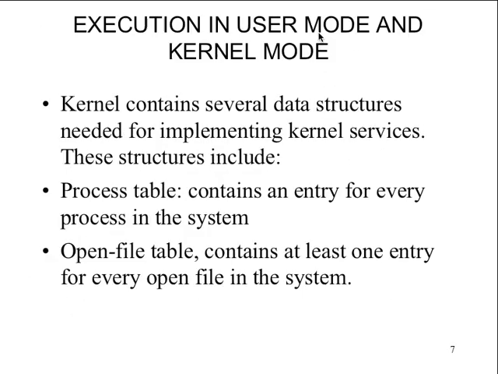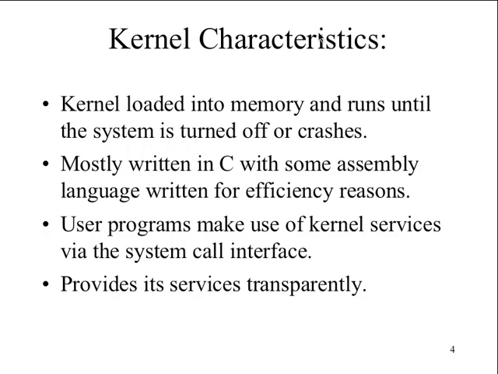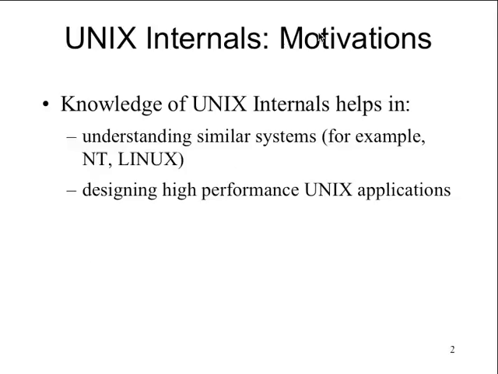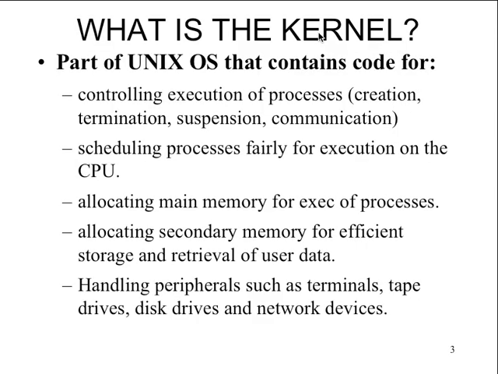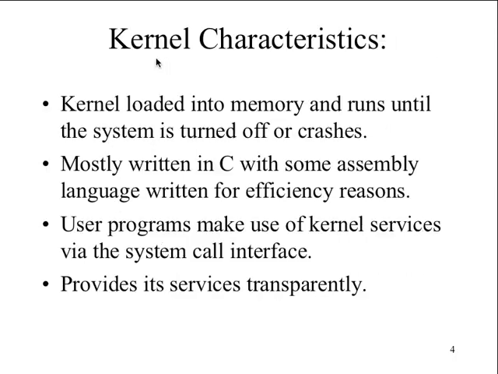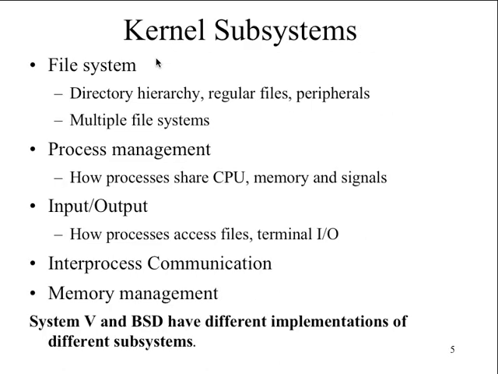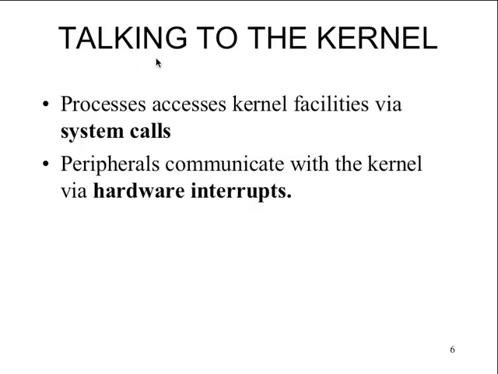So let me see, what have we covered so far? Let me go back to the beginning. We talked a little bit about motivations, and about the kernel last time. We talked about the different parts of the operating system in terms of the services it provides, and the kernel subsystems: file systems, processes, input/output, inter-process communication, memory management, everything that the kernel takes care of. We talked about talking to the kernel in terms of system call interfaces and looking at hardware interrupts.